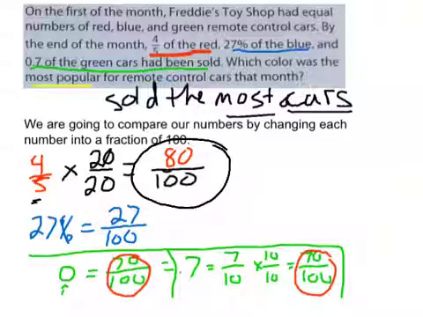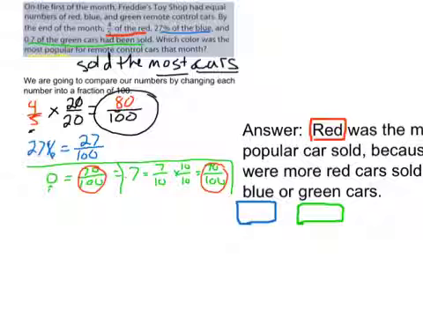Here's how you write this in a complete sentence. Okay, over here I've written our answer in a complete sentence. Red was the most popular car sold because there were more red cars sold than blue or green cars. So we're just summarizing everything, but red is definitely the correct answer.